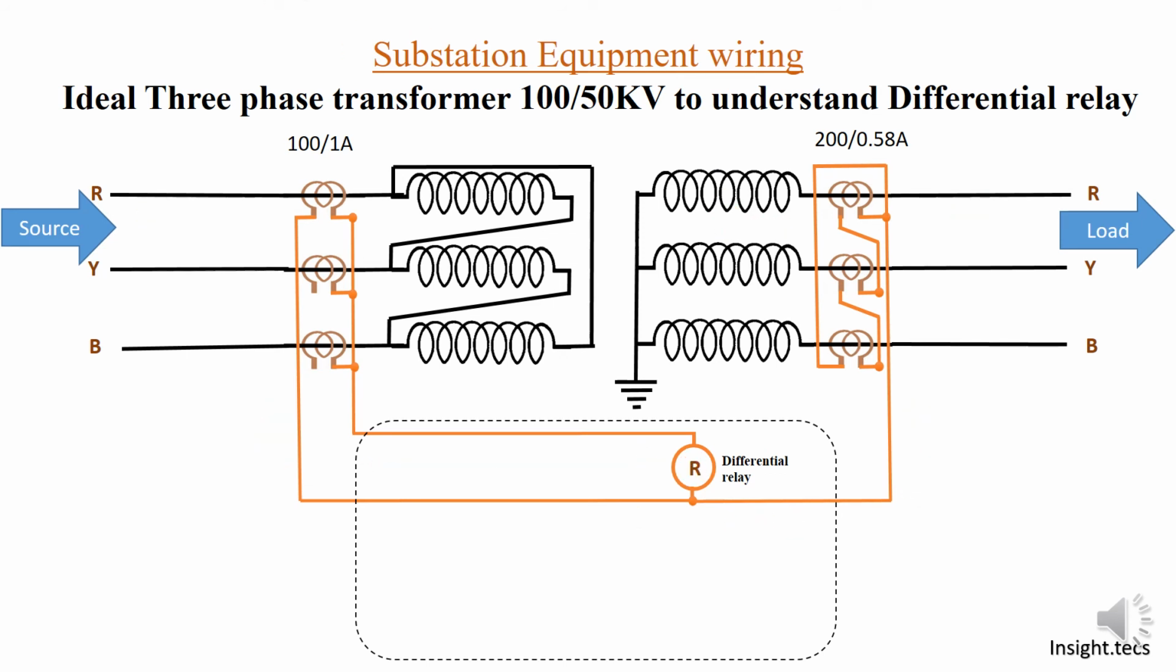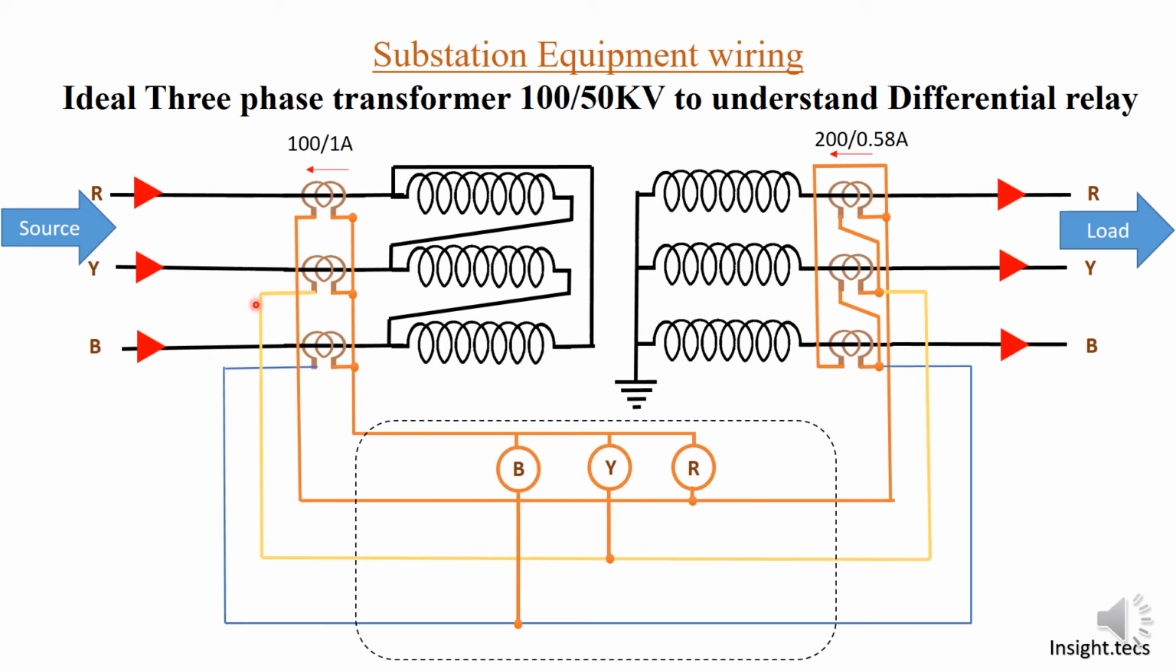So now you have already understood the connection of the differential relay for R phase. Now let us understand how it is connected for the remaining two phases, that is Y phase and B phase. For Y phase, the connection is from the Y phase delta to Y phase star. You can see like this, and in between the star there is a differential relay connected for Y phase, and similarly for B phase, there is a B phase differential relay connected over here.